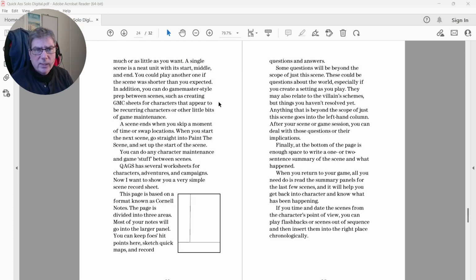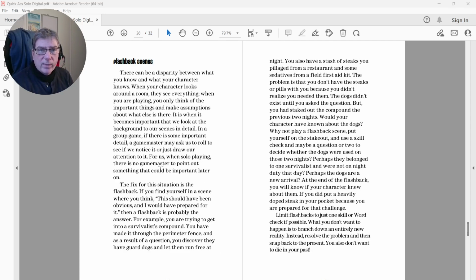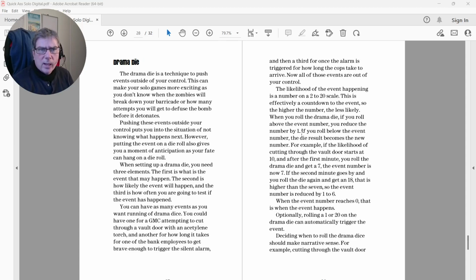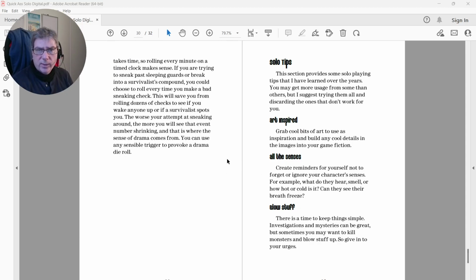Okay, then I start talking about scenes, because scenes are an integral part of the Quag system. And there's my normal recording form for recording a scene. And then talking about flashbacks and working out of chronological order. And then there's a drama system which has been adapted. Because Quags only uses a d20, there's no other dice involved, it needed some tweaking to get a nice countdown system for that.